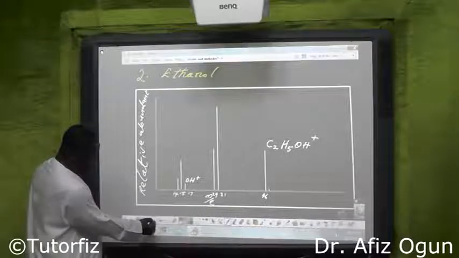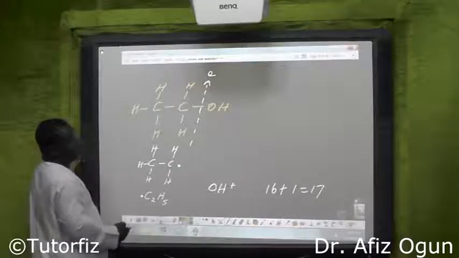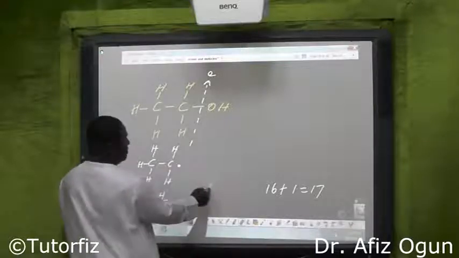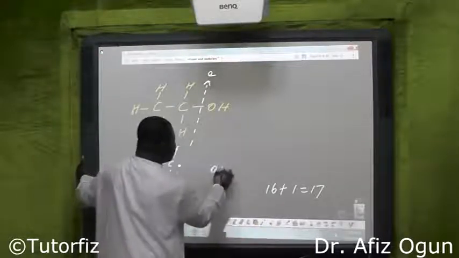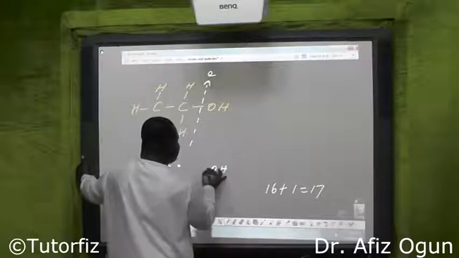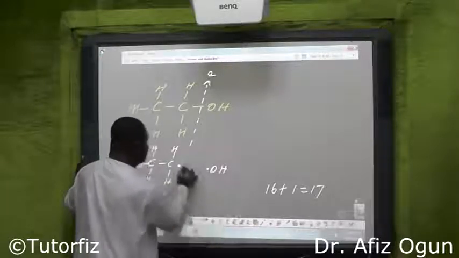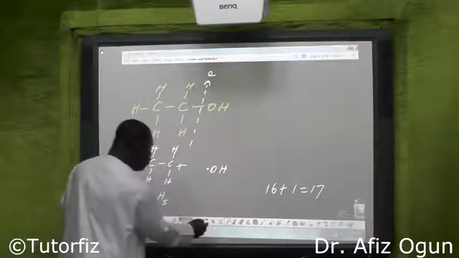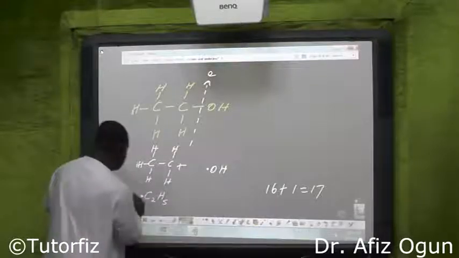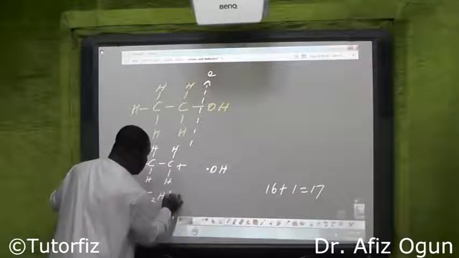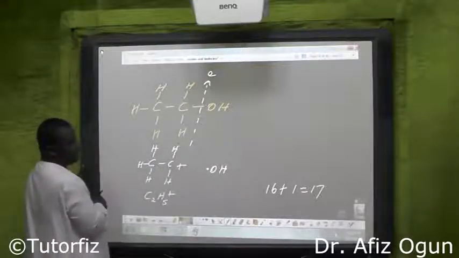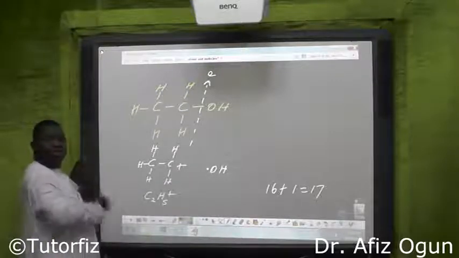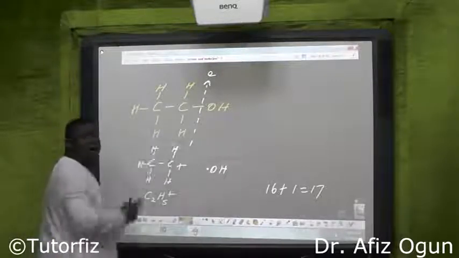Let's move. There's a possibility that OH is the free radical, and this will be our positive charge. So we have C2H5 plus. The plus will be here. This will be the one that will move through. That's another possibility. So some of them will happen like this, some of them will happen like that.